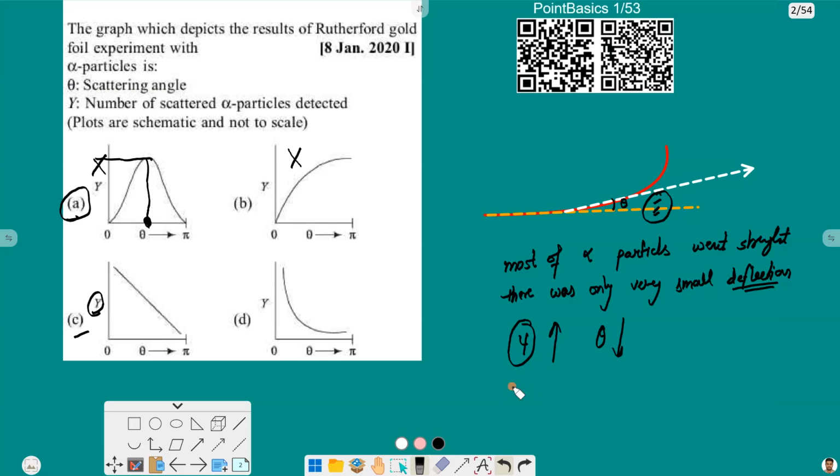Now, we also know that this type of experiment shows exponential behavior. It does not show straight-line behavior. Their behavior is exponential. So from that, option C is also rejected. Only option D is left with us. So option D is the right answer here.